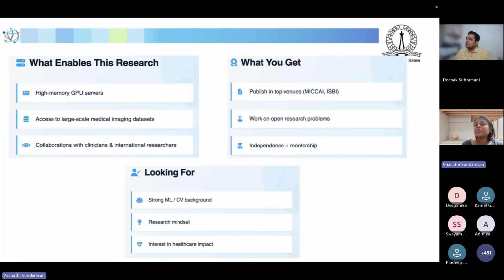What do you get out of the lab? During the time you spend in our lab, you get to publish in top venues. I have listed only conferences, but you also get to publish in top journals. We do not compromise on quality, so we publish in good venues, work on open research problems, and also have independence, which is very important in a research scenario. That enables you to become an independent researcher with my mentorship, and you also get to interact with like-minded students. So we are looking for a strong ML and CV background.